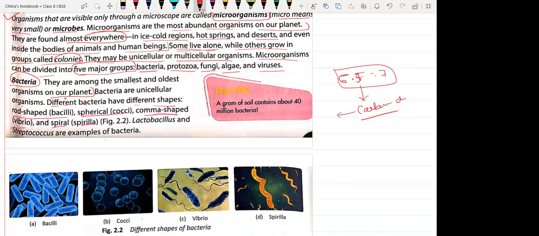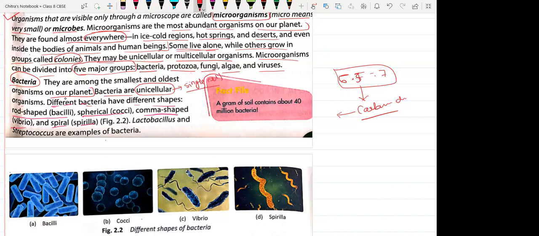Bacteria are unicellular. Bacteria are the oldest organism found on our planet called Earth. When life came on Earth, it came in the form of bacteria only first. Unicellular means they are made up of a single cell.